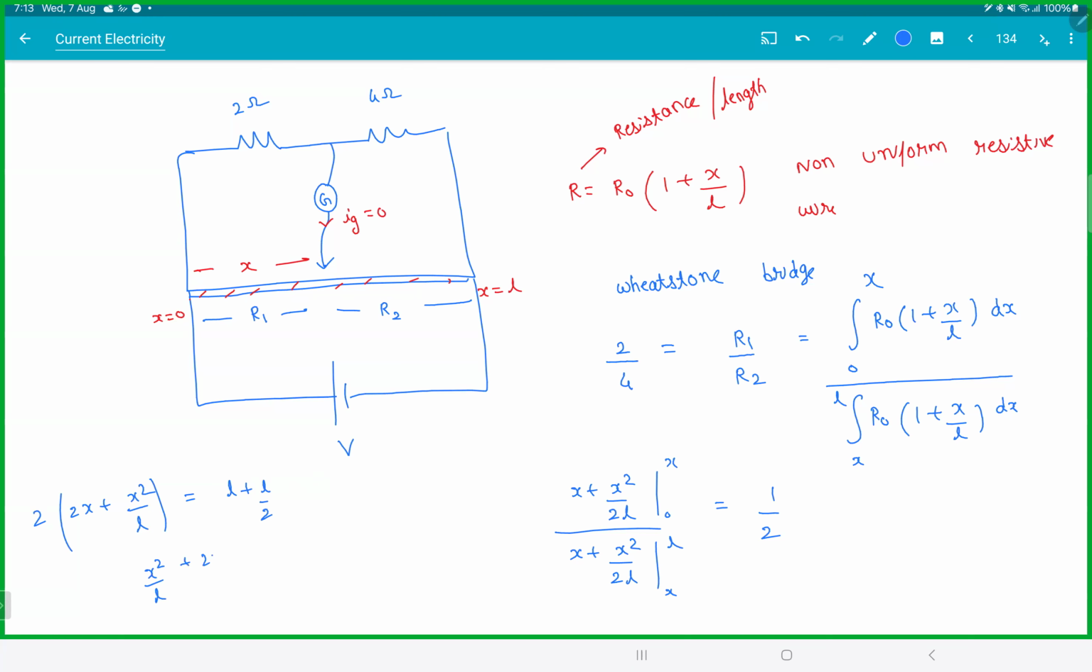x squared by L plus 2x minus 3L by 4. You are getting x is equal to minus 2 plus root over 4 plus 4ac, so 3 by 2. We're getting x is equal to root 7 minus 2 by 2. You can check it out.